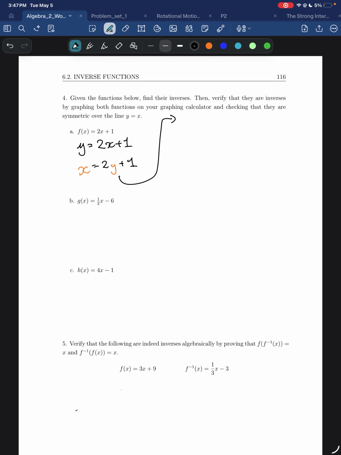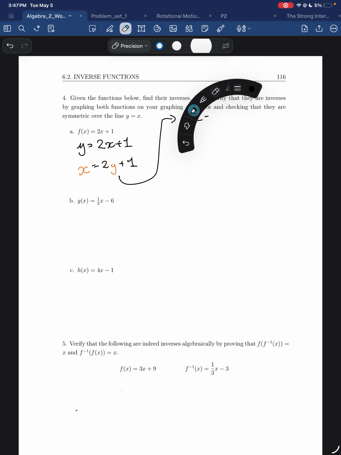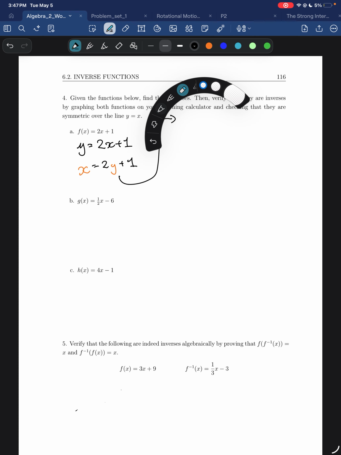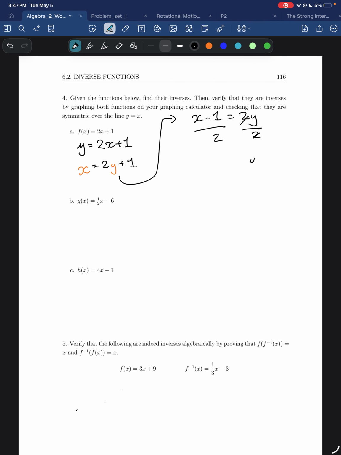From that stage, what you're going to have to do is solve for y. What you're going to get, in this case, is you take the one across: x minus 1 equals 2y. I'm just solving for y, trying to isolate y. Divide both sides by 2, cancel that out. y is going to be equal to x minus 1 over 2.